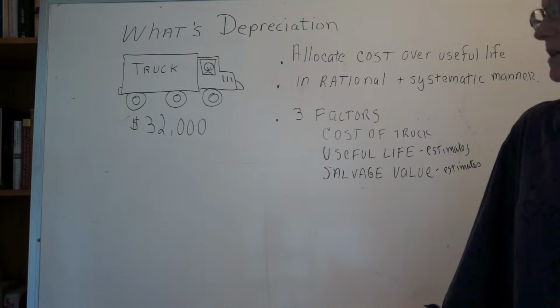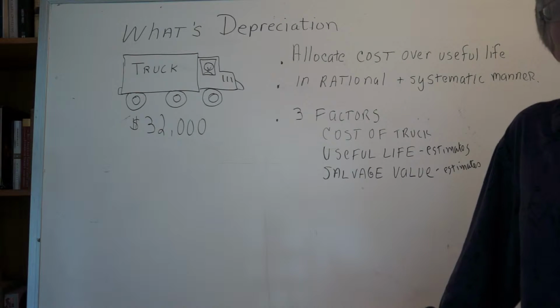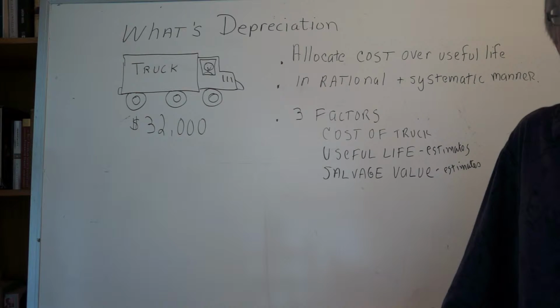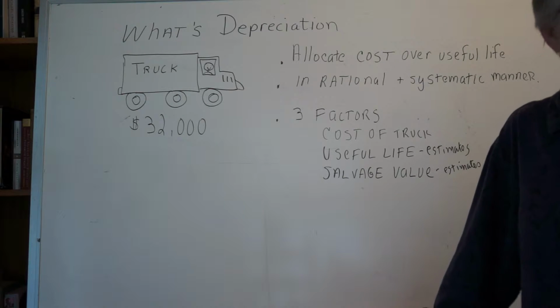Okay, what assets get depreciated? It's going to be basically machinery and equipment, because it wears out, buildings, and land improvements. What does not get depreciated is land. So of our plant assets, we can depreciate land improvements, buildings, and our machinery and equipment.